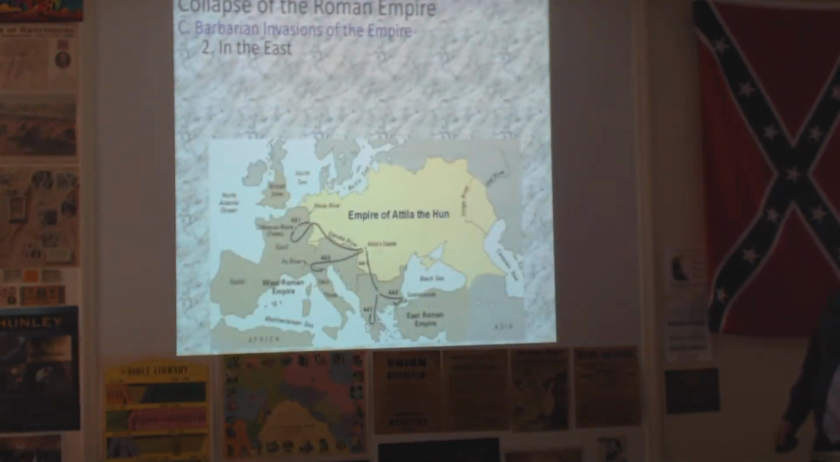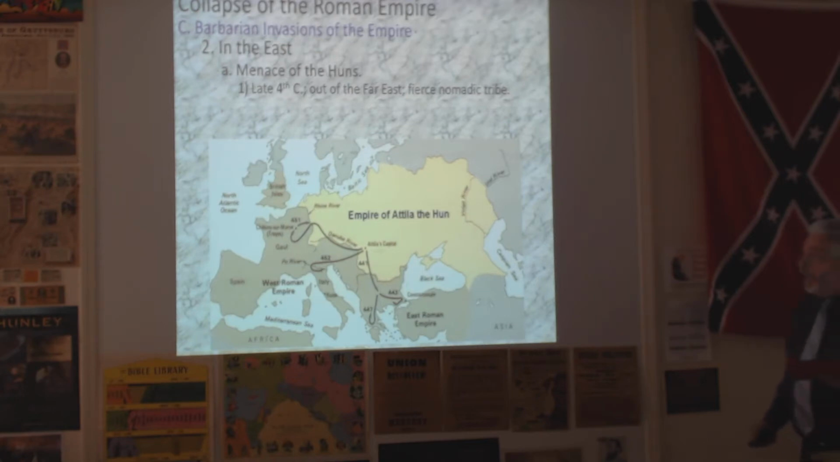In the east, we have the menace of the Huns. In the late 4th century, out of the Far East, came a fierce nomadic tribe called the Huns. They prompted many Germanic tribes to seek refuge in Roman territory. So as the Huns are expanding this direction, it caused a lot of German tribes that are living here to come into Roman territory to escape the Huns. So that's part of the pressure that Rome is feeling from the Germanic tribes of the north, is because of what's happening over here in the east.